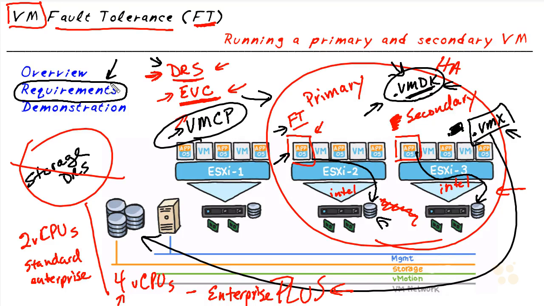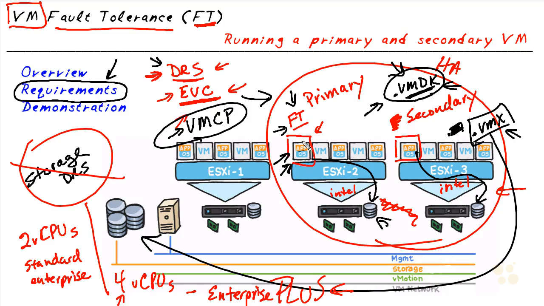So regarding a few other gotchas, for machines that are set up for fault tolerance, there is no storage vMotion. Again, vMotion, the word itself implies you can't move the storage while that machine's running. And there's also no snapshot support on a virtual machine that currently is enabled with fault tolerance.